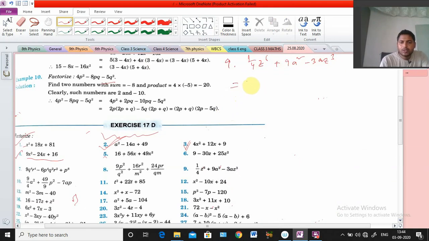Okay, so 1 by 4 we can write as 1 by 2 whole square, and z to the power 6 means z cube, whole square. That is a. And b means what, sir? 3a whole square, that is b, minus 2ab, so write 2 here. So a means 1 by 2 into z cube, and b means 3a, only 3a, that is b.